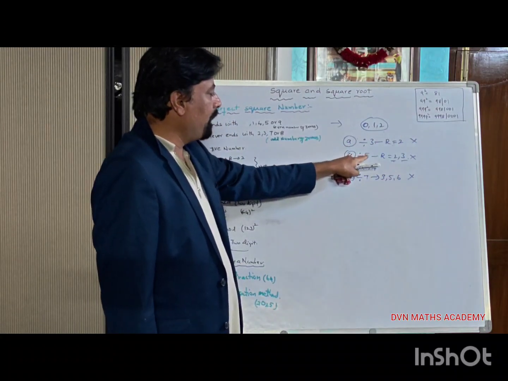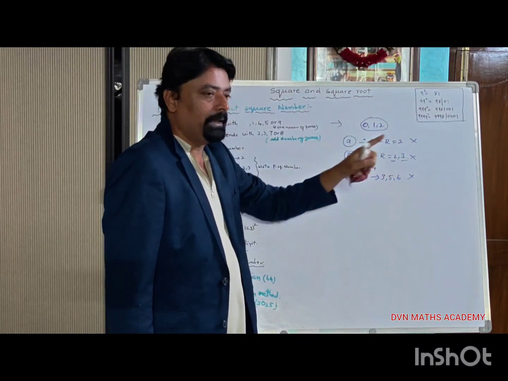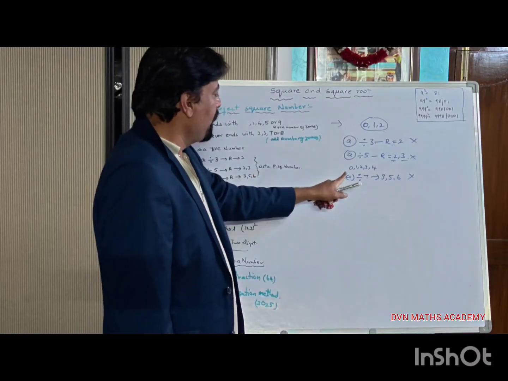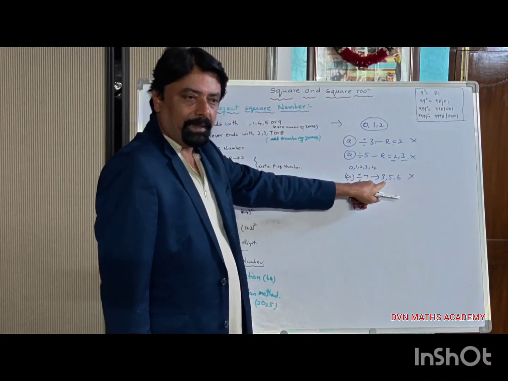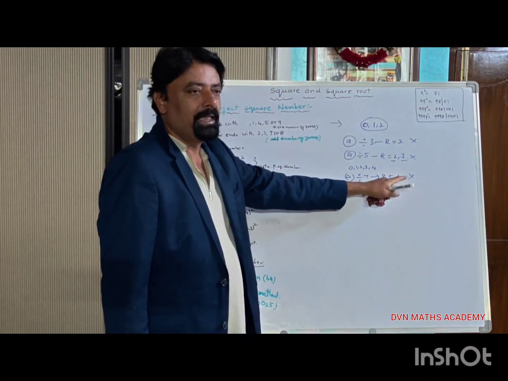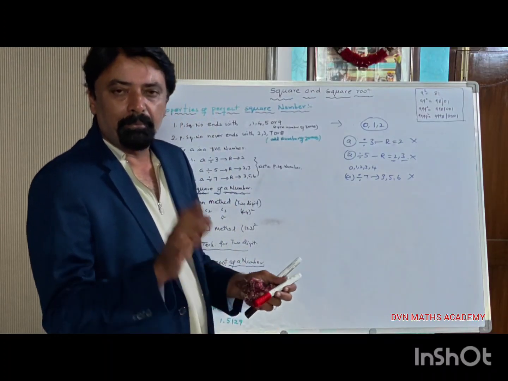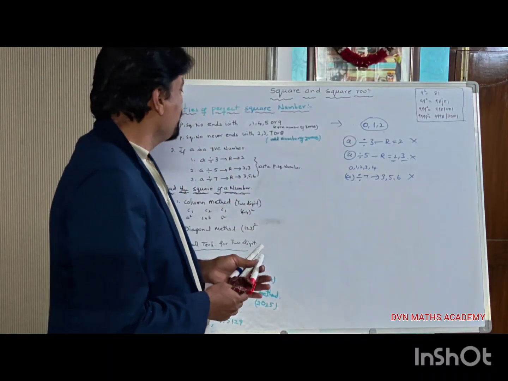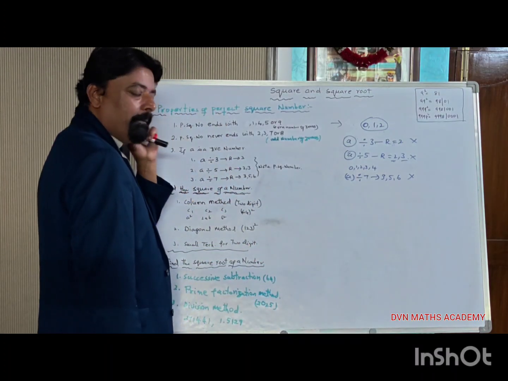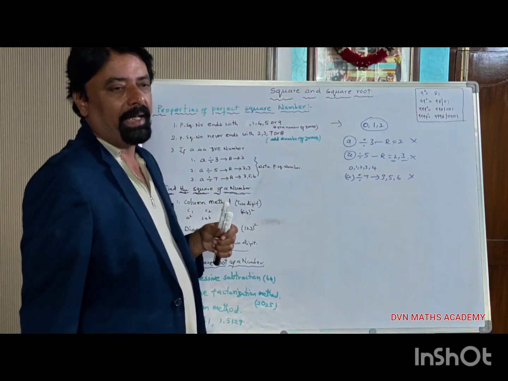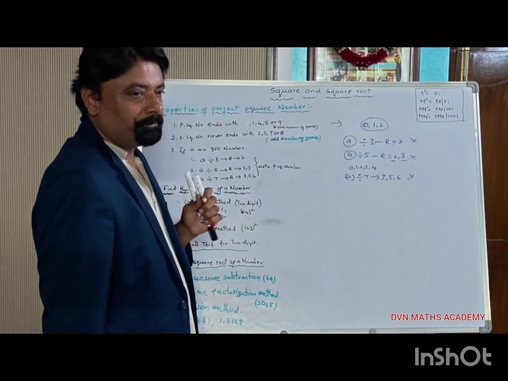If a number divided by 5 leaves the remainder 2 or 3, you can decide it is not a perfect square. If a number divided by 7 leaves the remainders 3, 5 or 6, then you can decide that number is not at all a perfect square. So these are some interesting properties of perfect square numbers.